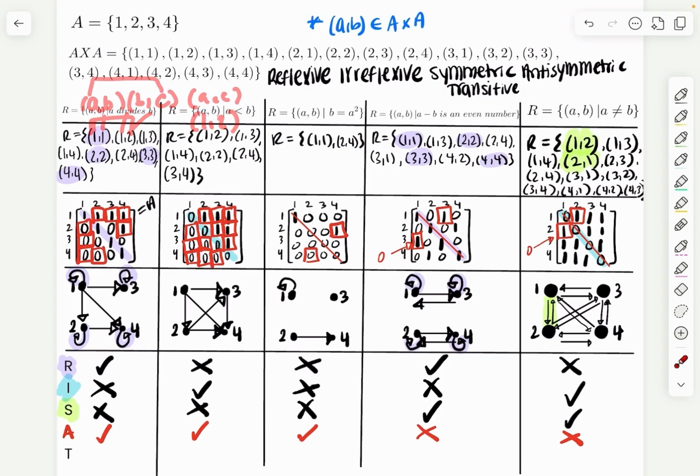Is there 1, 2 in the relation? Yes, there is. But that doesn't mean it's transitive. You have to also check this one. Is there 1, 3 in the relation? Yes, there is. You also have to check this one. Is there 1, 4 in the relation? Yes, there is.